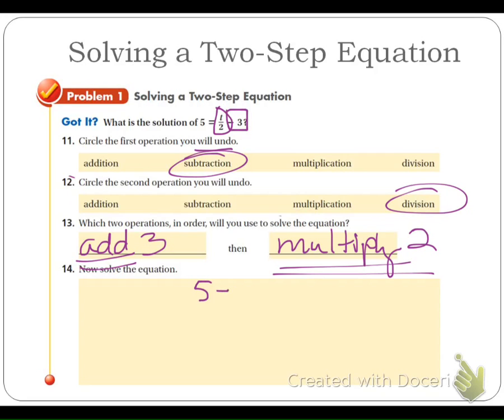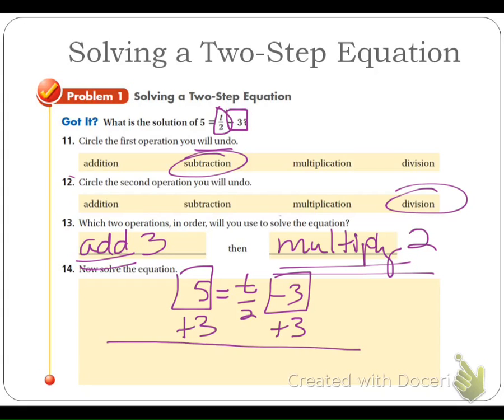So let's solve this equation. I'm going to first write it down. 5 equals t over 2 minus 3. The first thing I would need to do is to combine my like terms. That constant I need to combine with the constant that's over here. So I'm going to add 3 to both sides of my equation, draw my big fat line, and combine. I created a zero pair over here, but on that right hand side of the equation I still have the t over 2, so I'm just going to copy it down. And I'm ready to combine my 5 with my positive 3. That equals 8.